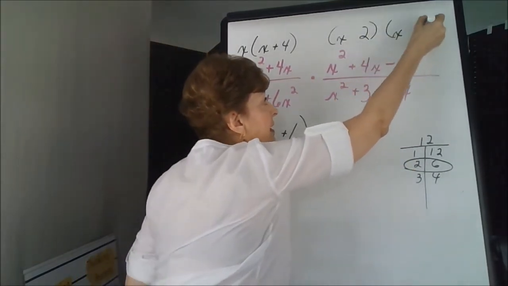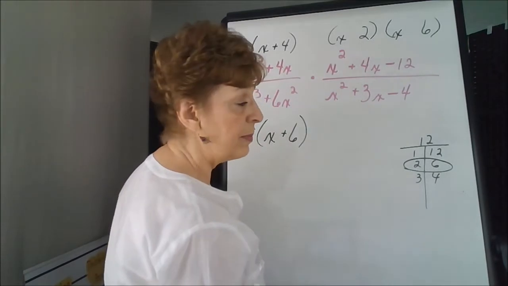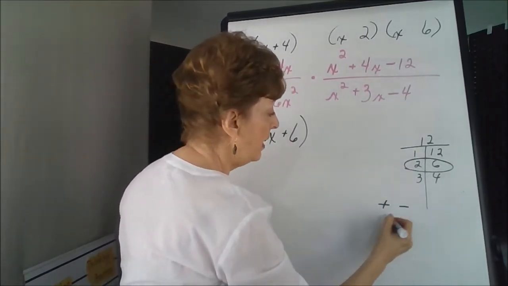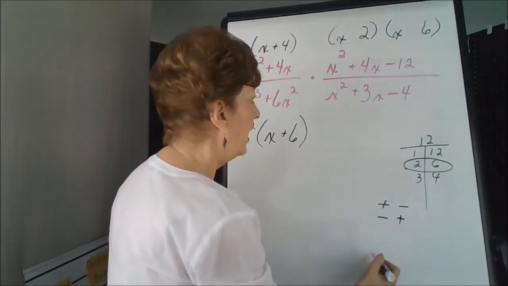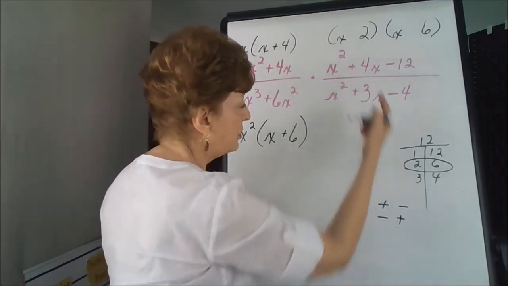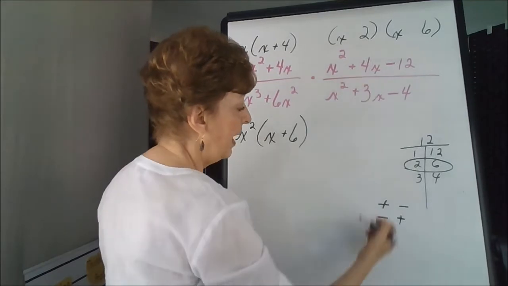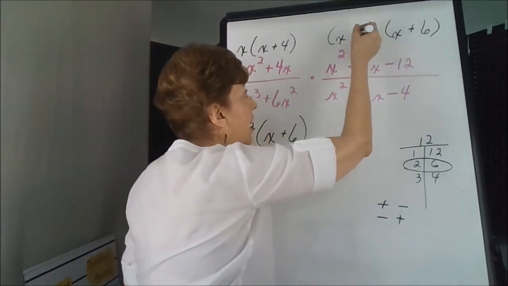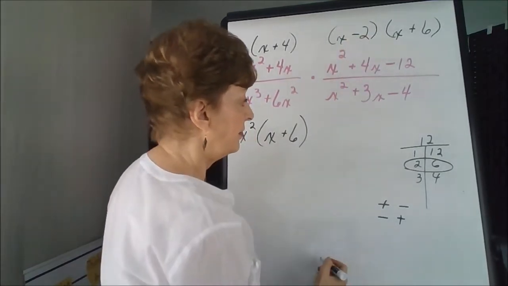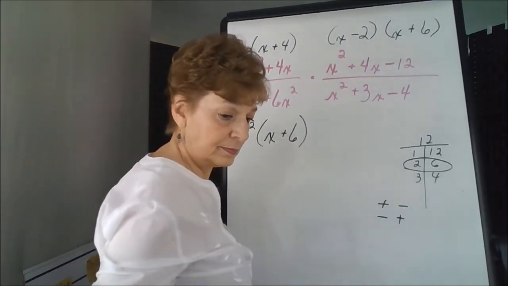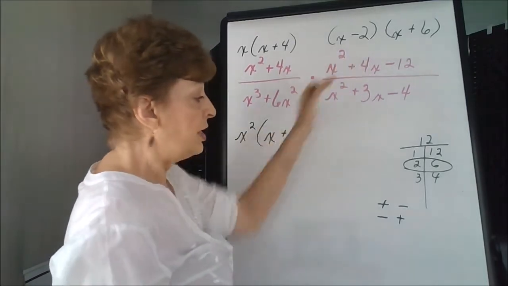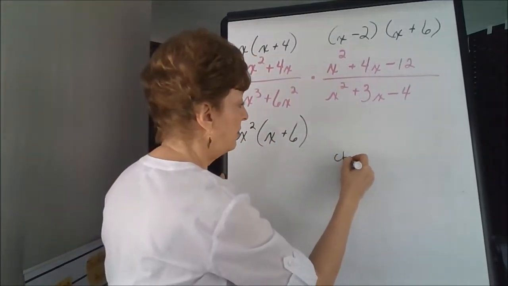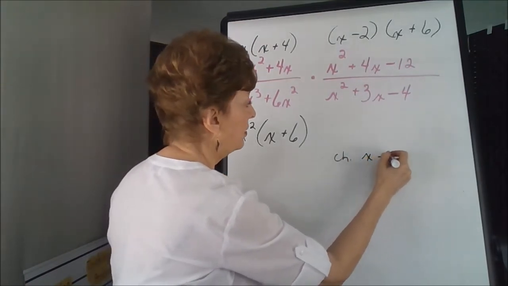So let's place these. Now we're going to think about our signs. Multiplication, you can get it this way or that way. Addition and subtraction, we need the higher number to be positive. So our 6 would be positive, our 2 would be negative. Remember, if you're not sure, you can always FOIL it back to check yourself.